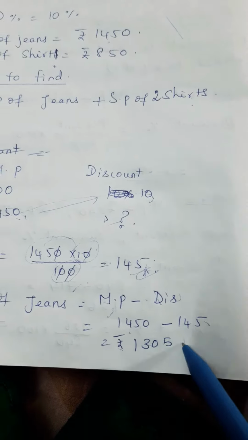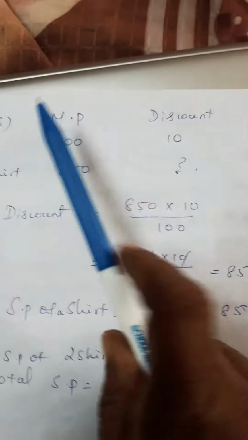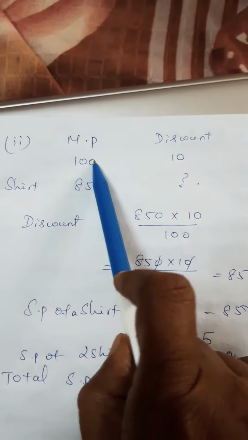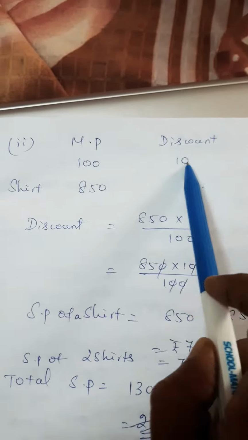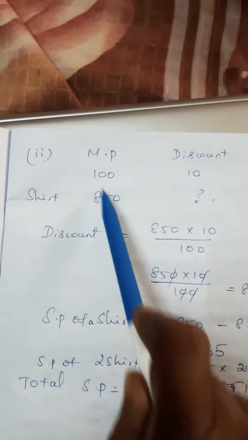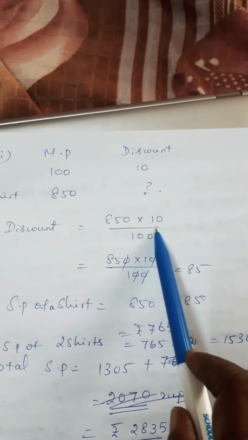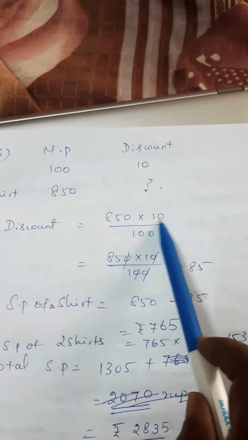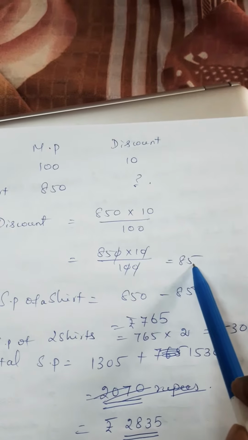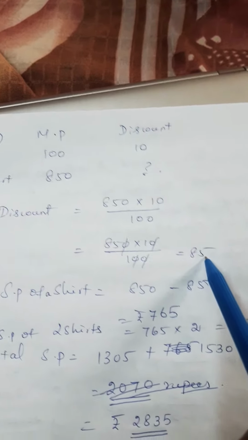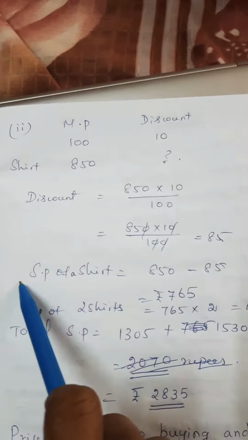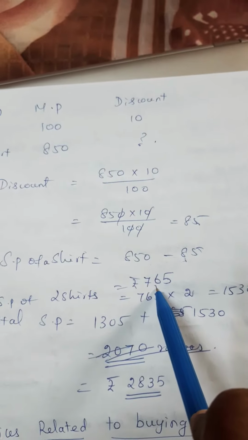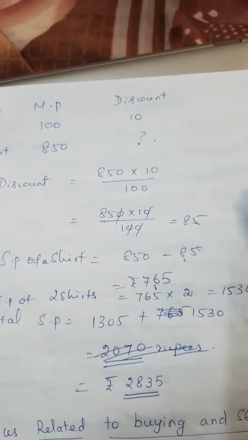Now we will find out the selling price of a shirt. If the marked price is 100, the discount is 10. If the marked price of one shirt is 850, then what must be the discount? So what we have to do? 850 into 10 by 100. When you solve it, the zeros get cancelled. So 85 rupees is the discount for one shirt. So the selling price of one shirt is 850 marked price minus discount, which gives you 765.